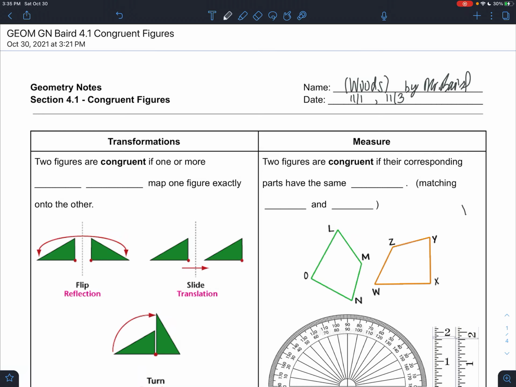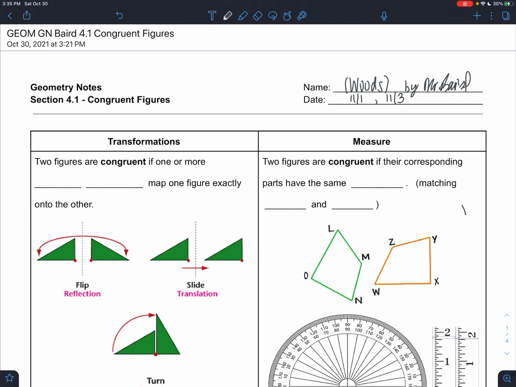I'm going to work with you guys through congruent figures. So we know congruent from congruent segments, congruent angles. Well, now we're going to put it all together and talk about congruent shapes. You can talk about that either with transformations or measurements. If you're talking about transformations, you're going to be talking about rigid motions.